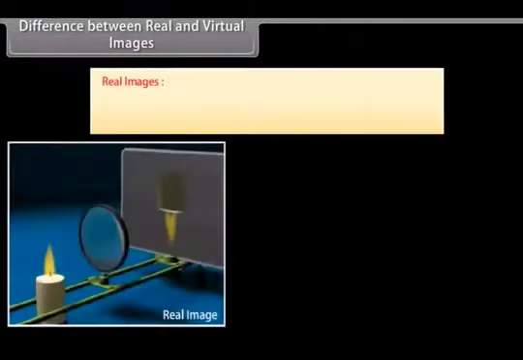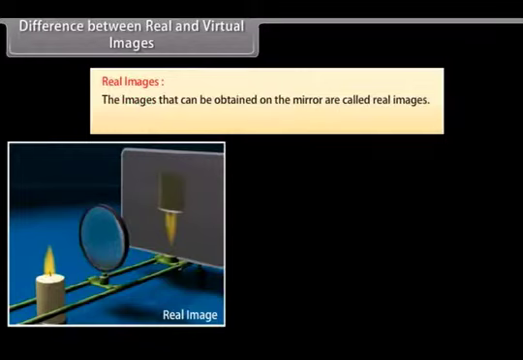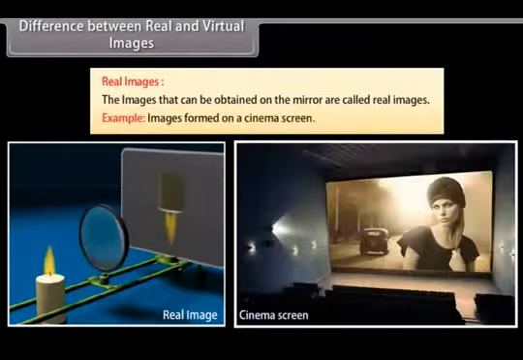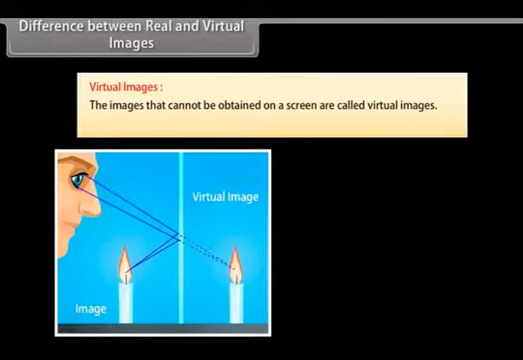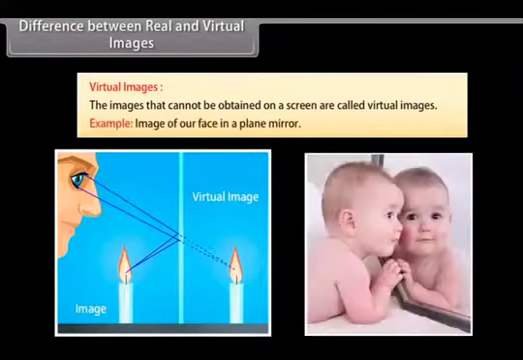Difference between real and virtual images. Real images. The images that can be obtained on a screen are called real images. Example. Images formed on a cinema screen. It is formed by a concave mirror. Virtual images. The images that cannot be obtained on a screen are called virtual images. Example. Image of our face in a plane mirror. It is formed by a concave lens.